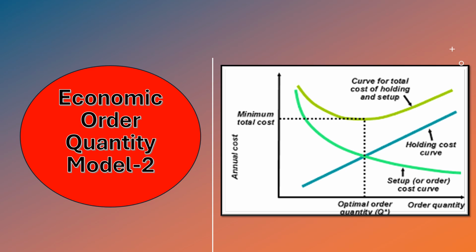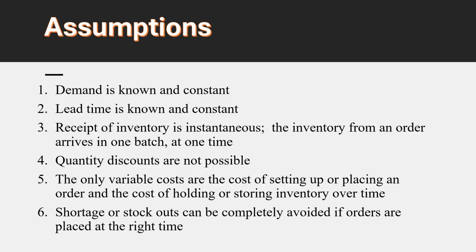For that, every model needs to be established with some assumptions. The first assumption in this model is that demand is known and constant. If there is fluctuation of the demand, then you cannot apply this model. Lead time is known and constant. From giving the signal to the supplier until the supplier gives the raw materials to you, the complete time period is called the lead time, and that lead time needs to be constant. That is the second assumption in this particular model.